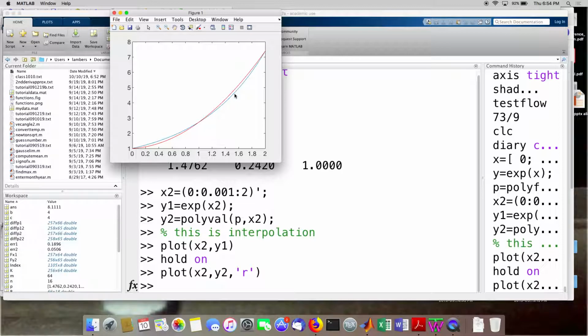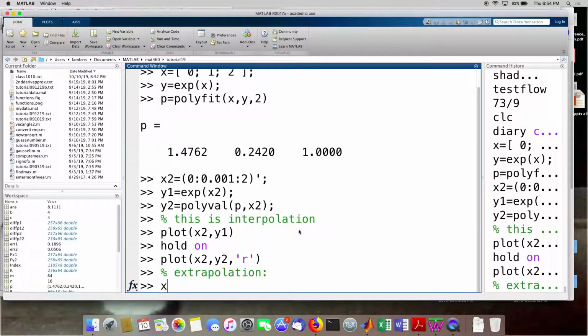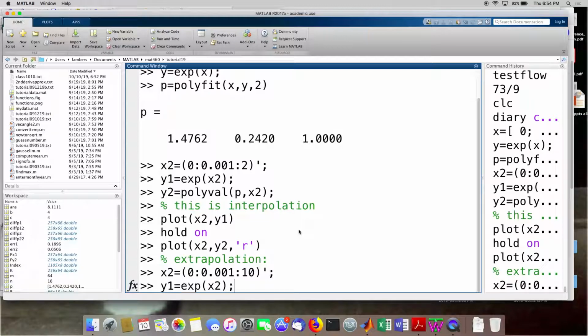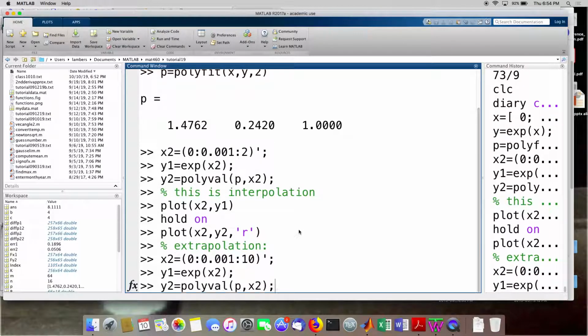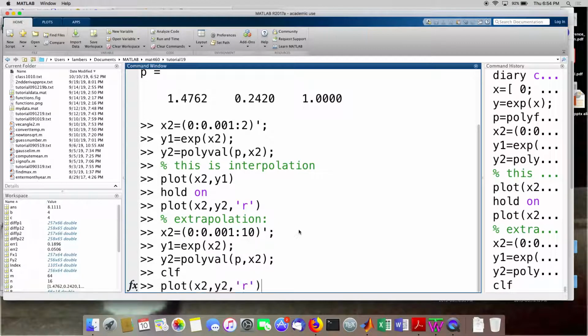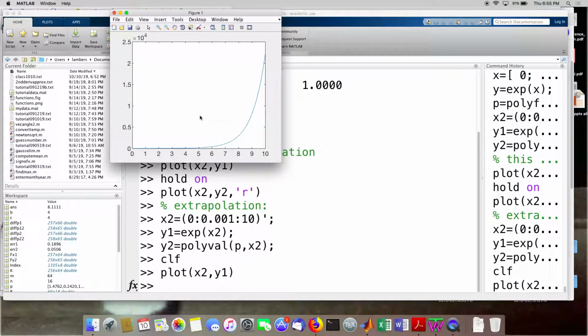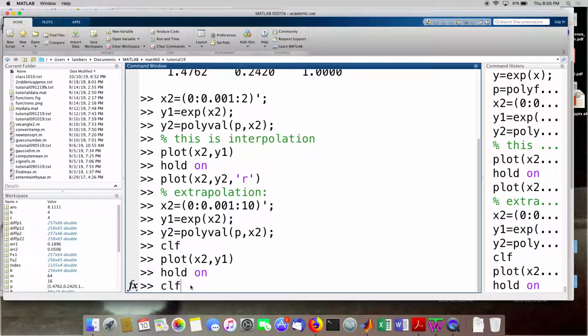Okay. Now, extrapolation. I'm going to do the same thing, except I'm going to pick a range of x values that goes beyond 0 to 2. So I'll go up to 10. I will evaluate these again. I'll clear the figure window, and I'll plot my exponential. Notice it's growing very rapidly. It's a lot steeper now. And then I'll plot my polynomial, a quadratic.